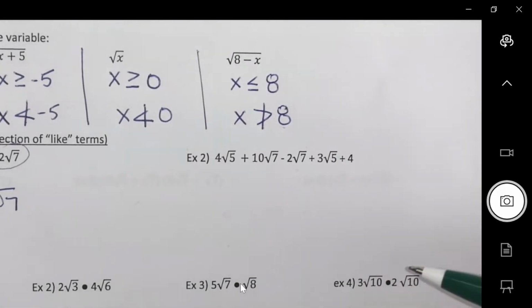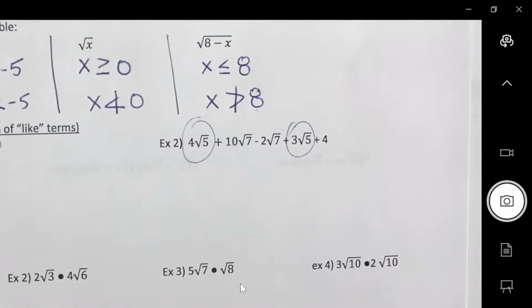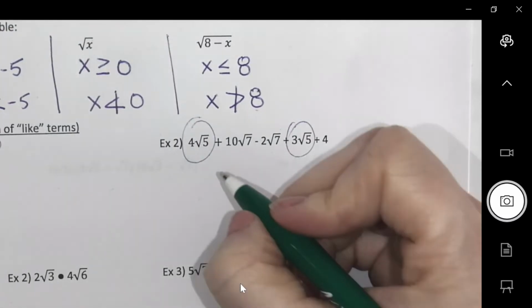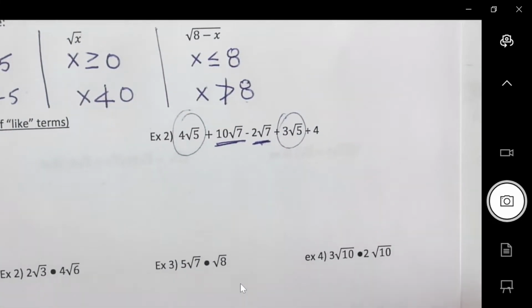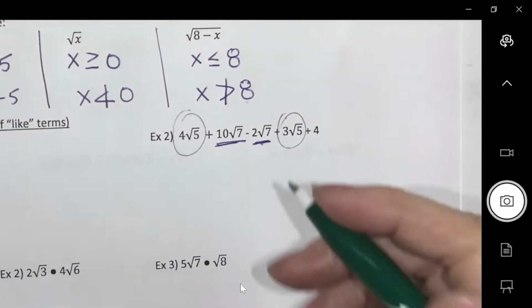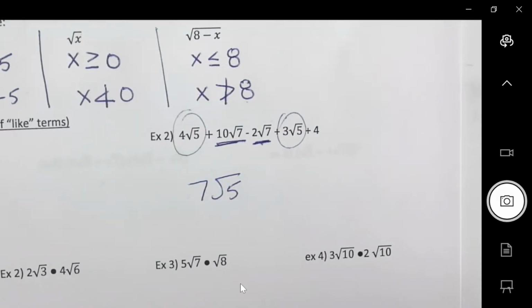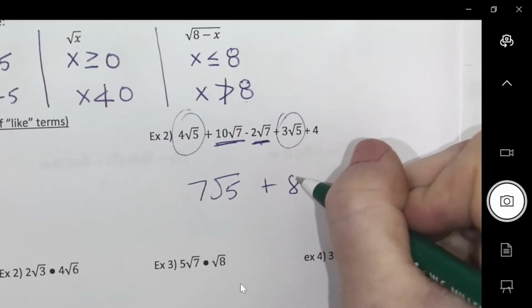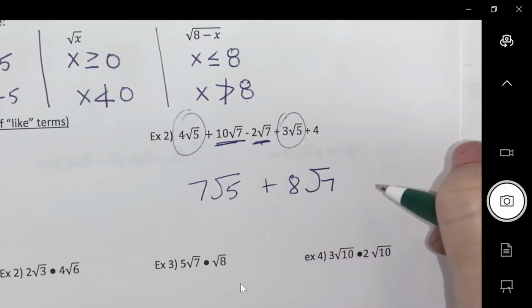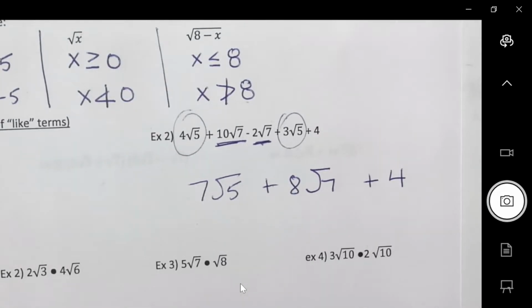Okay, so what could I put together on example 2? There's some root 5's and there's some more root 5's. Here's some root 7's and some more root 7's. So I'm going to get 7 root 5. And then there's a 10 minus 2, so plus 8 root 7. And then there's a plus 4. And I have to still bring it. I just can't put it with anything.